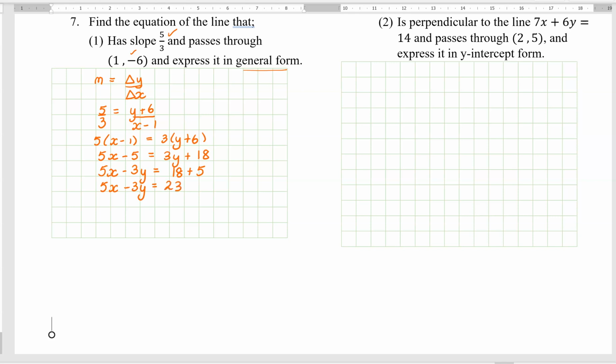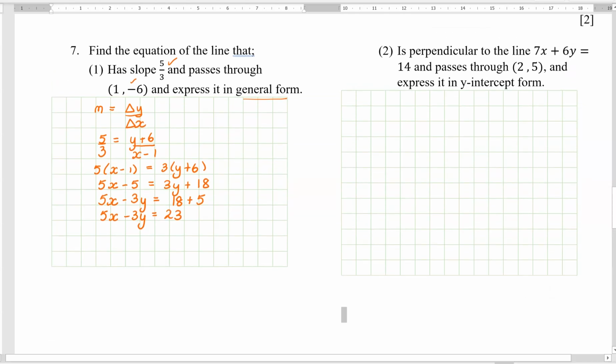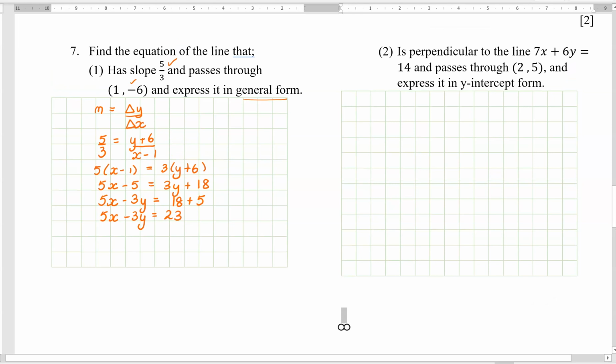23. Number 2. Okay, let's read. So is perpendicular to this line and passes through the point. So once again, slope point. First thing we're going to need to do is get the slope from the equation. So how do we do that?